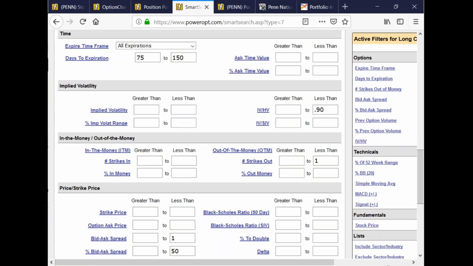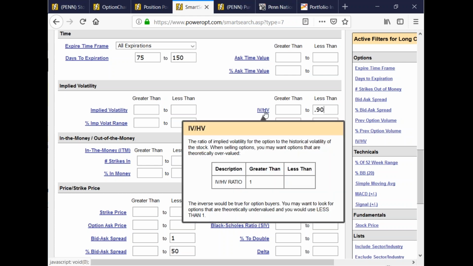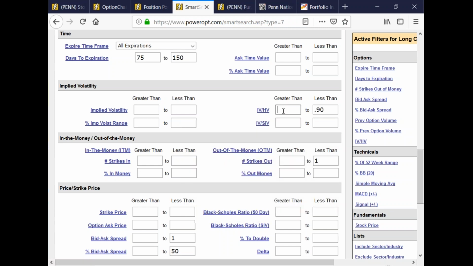I don't know if any of the calls that came in the initial search are going to match this, but that's what I'd put in. IV over HV ratio of less than 1. It's the implied volatility divided by the stock's volatility. I want it to be less than 1 for an undervalued option. When I'm selling, I probably want that to be higher than 1.